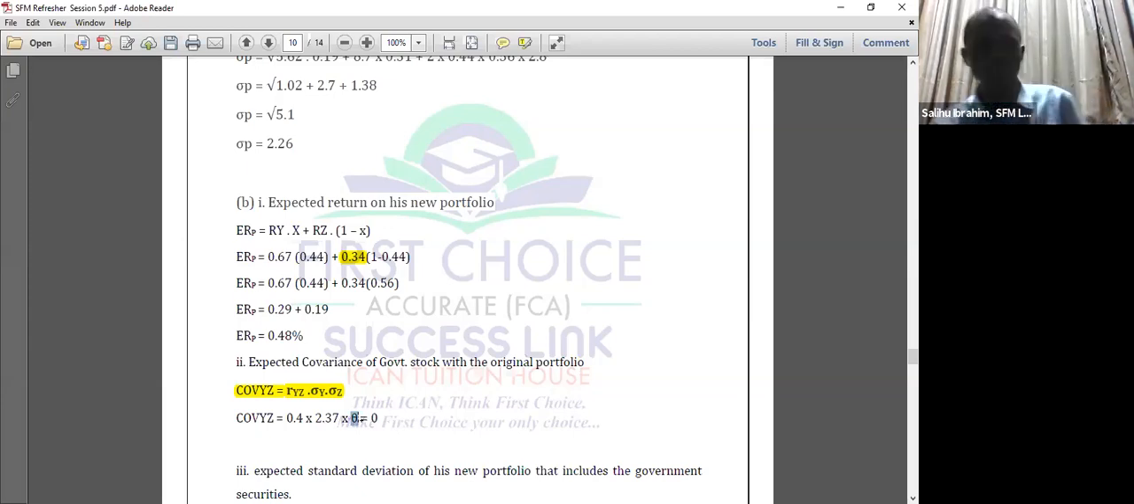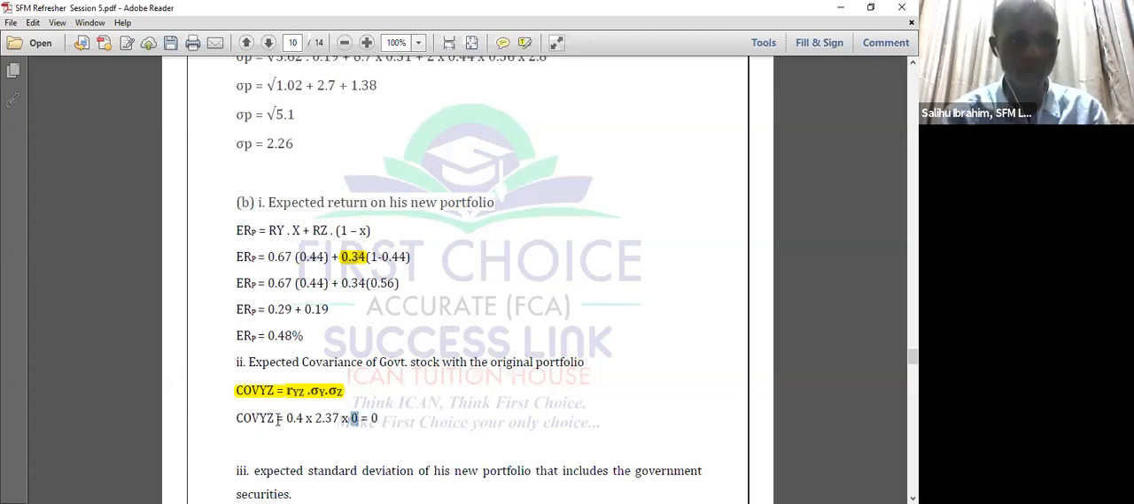Now, because I am dealing with a risk-free investment, am I going to have standard deviation? No, because standard deviation is a measure of risk. And since I am now dealing with a risk-free investment, then the beta is 0. Do you understand? The beta is 0.